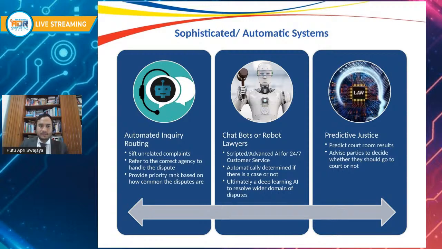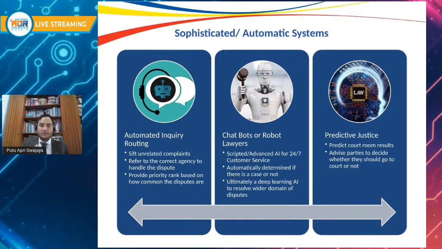And then we have predictive justice. As the name implies, predictive justice would allow businesses and consumers to get a glimpse of what the result would be should they bring the dispute to court. This is a very futuristic system that will simulate and solve cases based on the past data of similar cases to predict possible outcomes. The result of the predictive justice will advise both parties to decide whether they should go to court or not, and help identify common cases where a resolution can be achieved almost instantly.